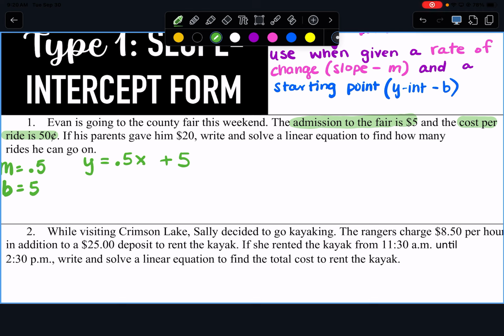Now we need to figure out the rest of the context of this question. It says if his parents gave him $20, write and solve a linear equation to find how many rides he can go on.